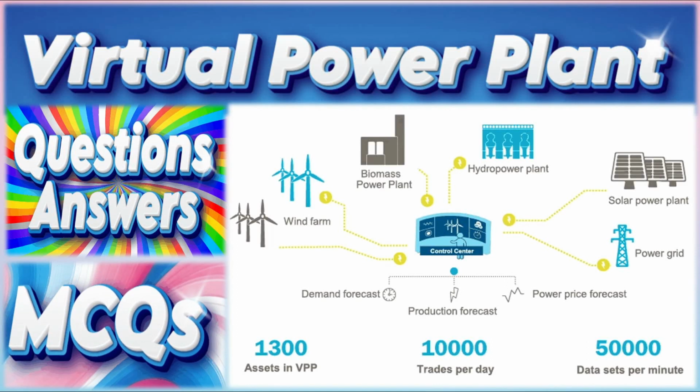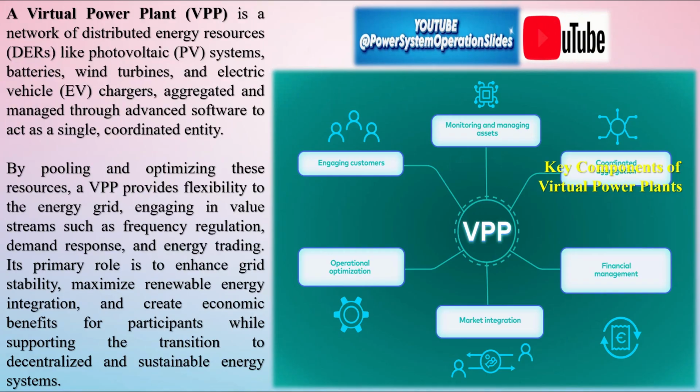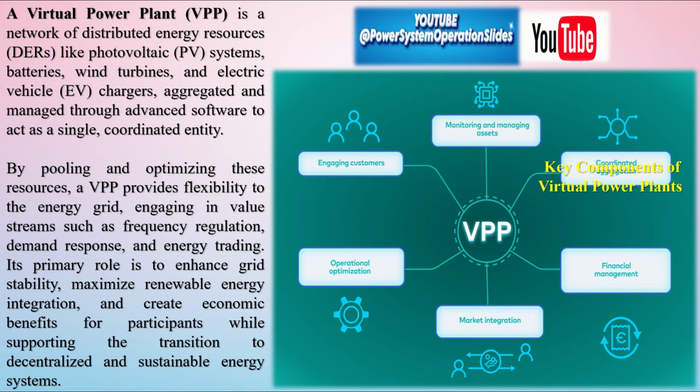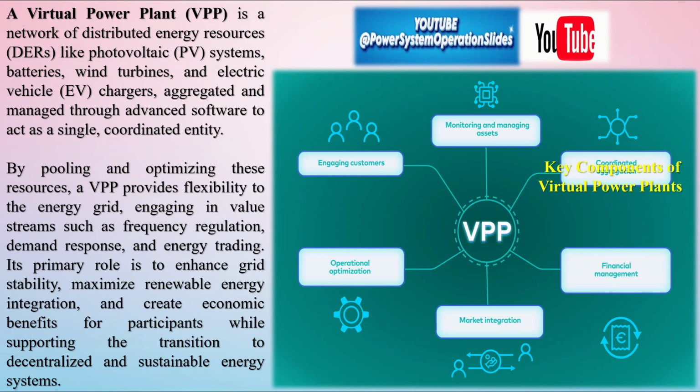A virtual power plant (VPP) is a network of distributed energy resources like photovoltaic (PV) systems, batteries, wind turbines, and electric vehicle (EV) chargers, aggregated and managed through advanced software to act as a single, coordinated entity. By pooling and optimizing these resources, a VPP provides flexibility to the energy grid, engaging in value streams such as frequency regulation, demand response, and energy trading.